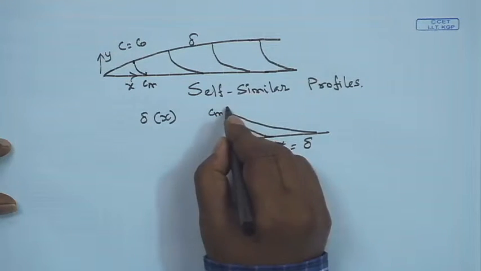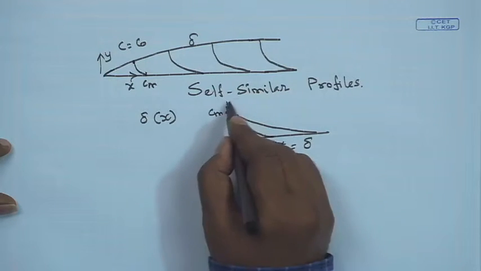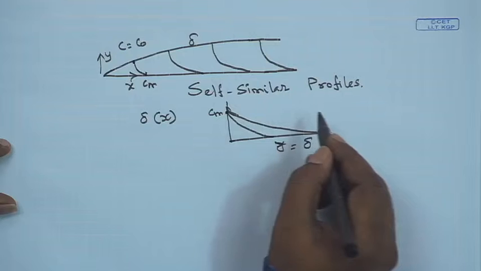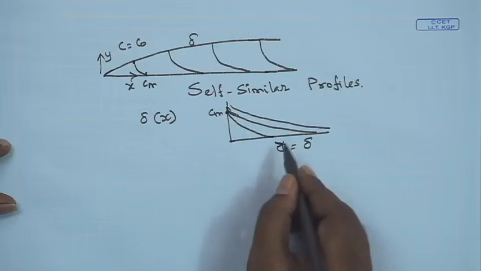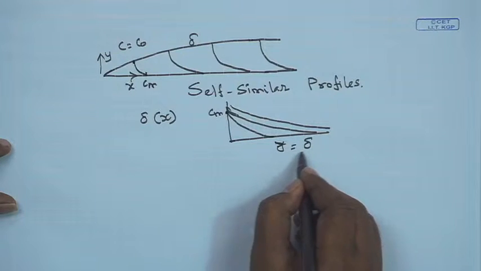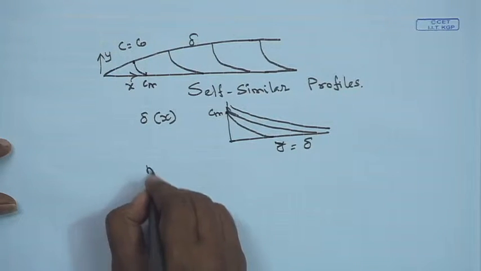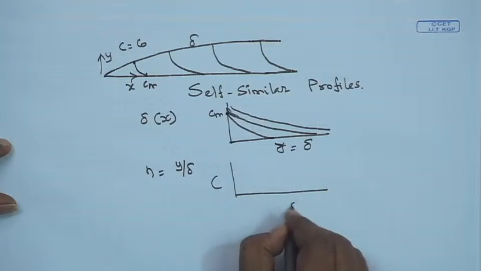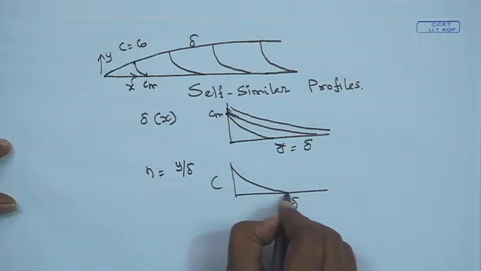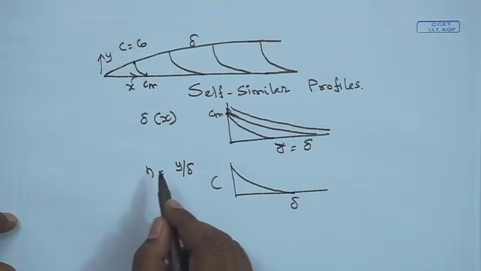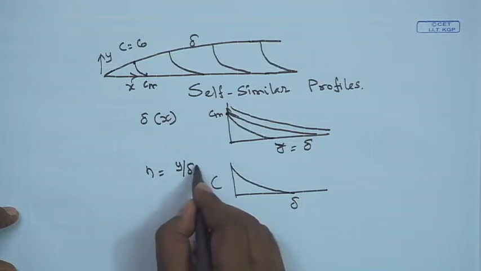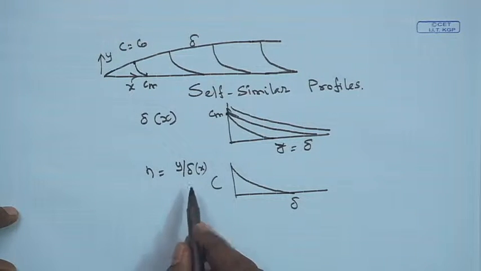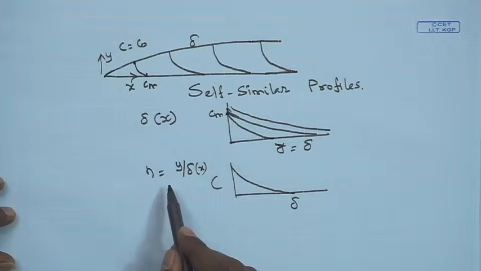This will be at a particular x location, because Cm will be varying, and then this at another particular x location. Now, when we define a parameter eta, which is nothing but y by delta, all these curves will coincide and superpose on a single curve. Delta is a function of x, so we reduce the independent variables x and y into one single variable, the similarity variable, also known as the combined variable. This combined variable is eta.